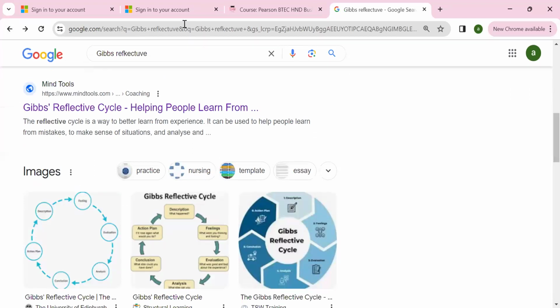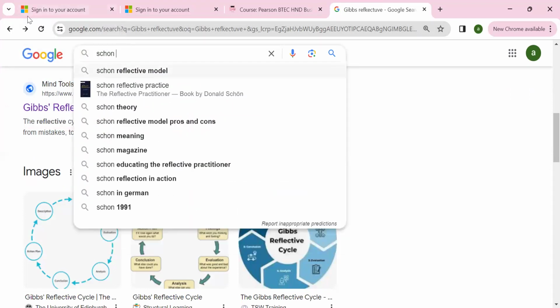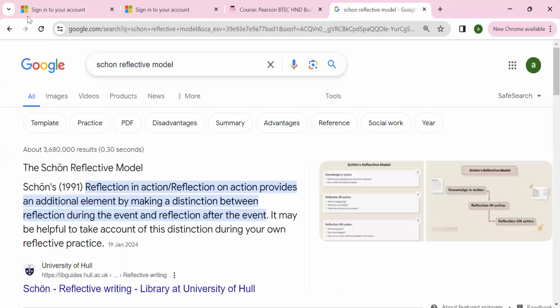We have another model of reflection, which is Schön's. So what is the Schön reflective cycle? There are two types of reflection, in action and on action. In action is an additional element, making the distinction between reflection during the event, so you carry on reflecting during the event while you are doing the project, or reflection after the event, when you complete the whole project. So in action and on action, that can be a reflection.